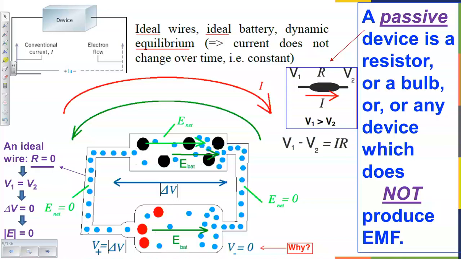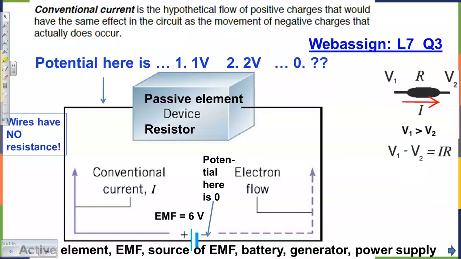But if a wire doesn't have a resistance, R equals zero, there is no potential difference. So an ideal wire doesn't change electric potential. That's it. Where does electric potential change? Here, from high to low. We say potential drops. Potential drop, potential rise, these are just, again, different names for voltage. That's it.